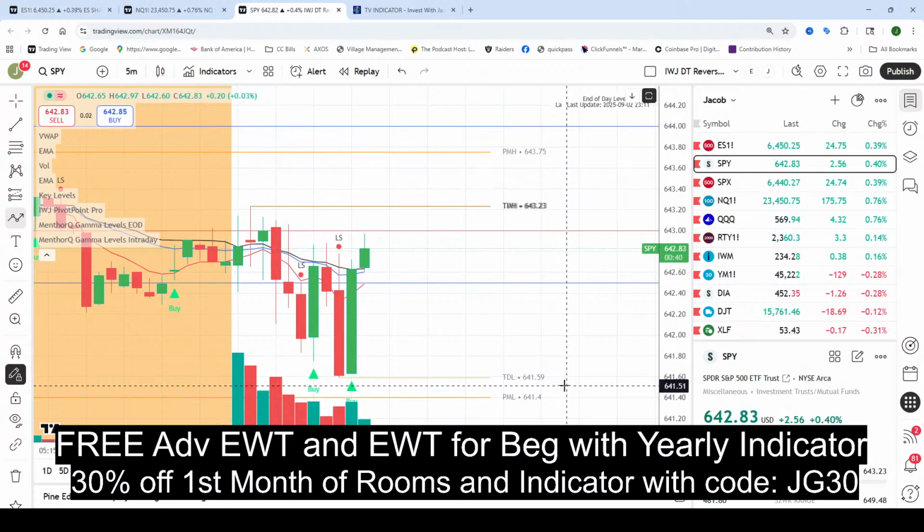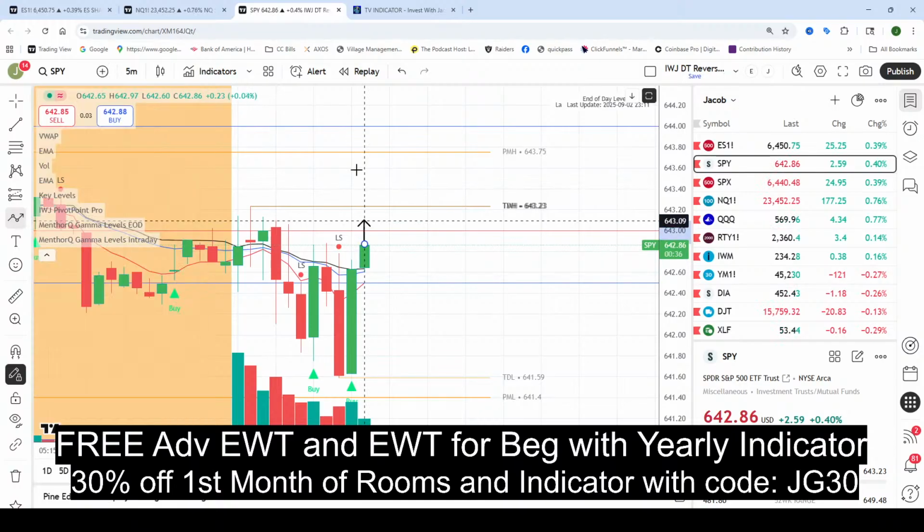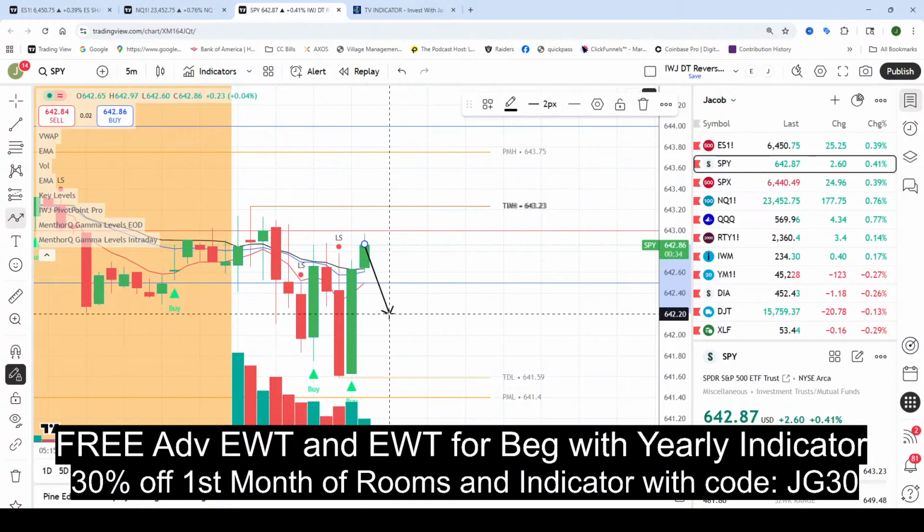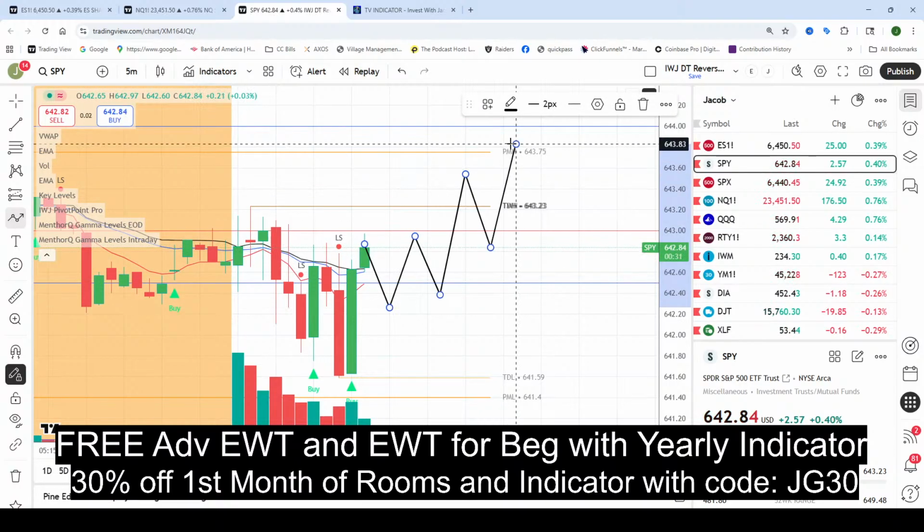May not be directly, so keep in mind it doesn't mean that off of the pre-market low they're going to do this. You may get this, but eventually we should see 643.75 today.